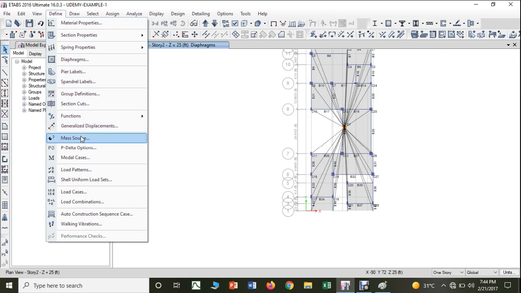So let us stop here, and in the next video let us see about the generalized displacement option and the model case with respect to loads, and then we will start the analysis. We'll start the design of the beams.